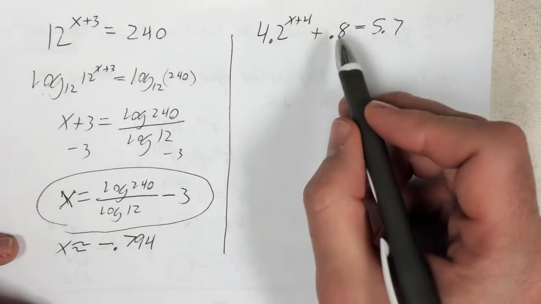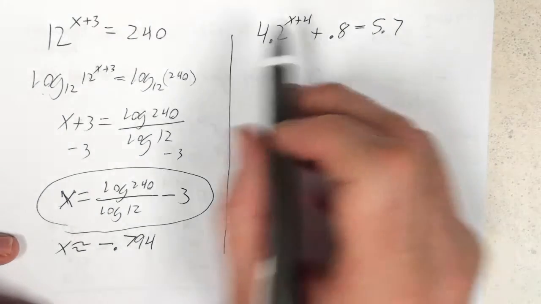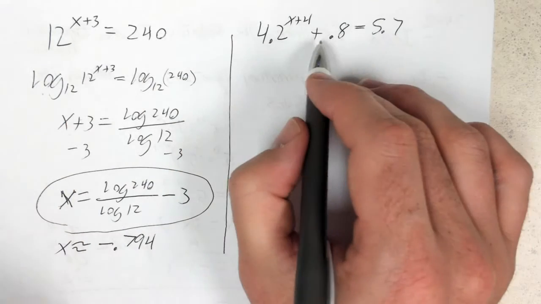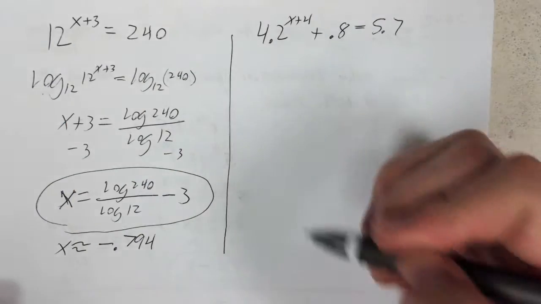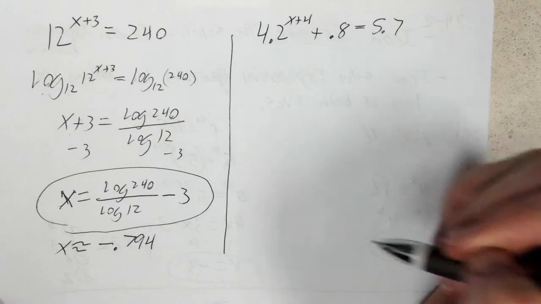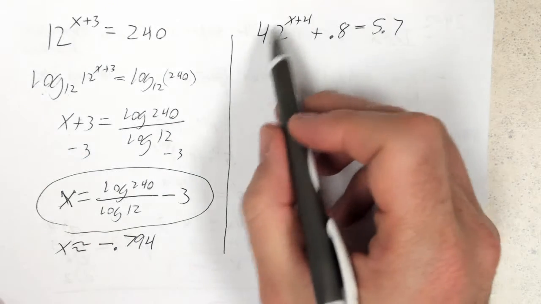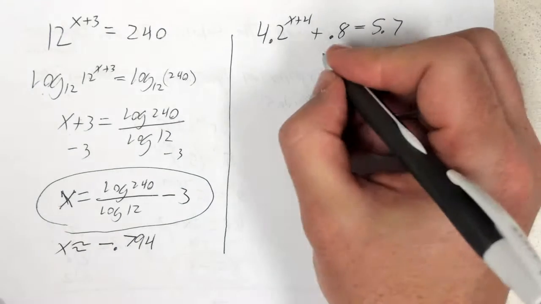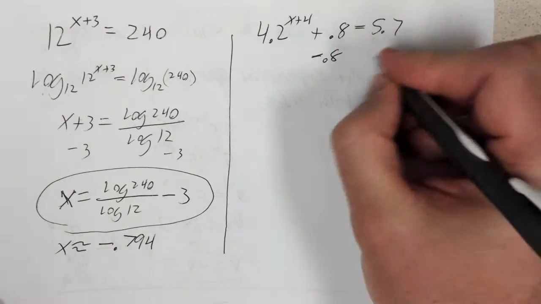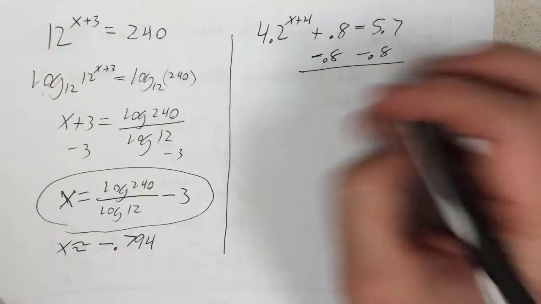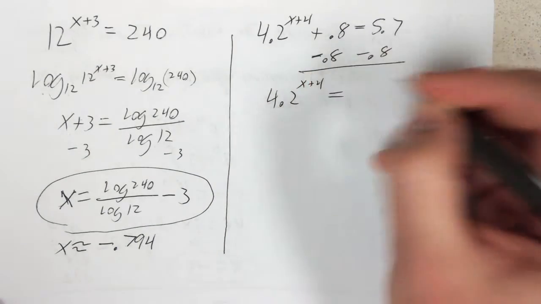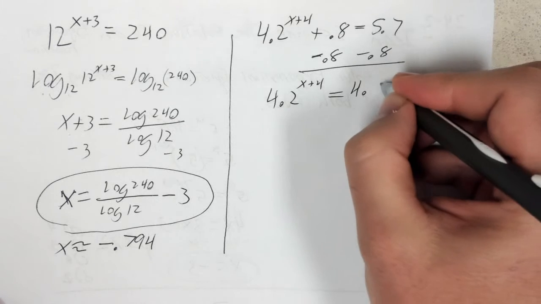But then in the next step it got more complicated: instead of it being the exponent by itself, they've added something else. And this is just like solving in Algebra 1, that before you can mess with this, you have to get everything else to the other side. So our first step has to be minus 0.8. So we get 4.2 to the power of x plus 4 is equal to 4.9.